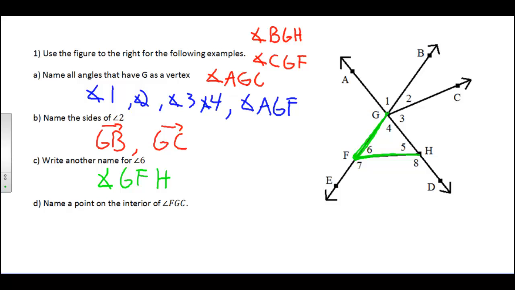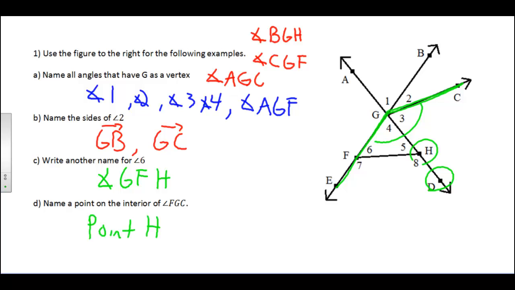And part D, name the point on the interior of angle GFC. When they refer to the interior of an angle, they're talking about something on the inside, as opposed to the exterior. So let's find angle FGC. FGC is referring to that angle right there. So on the inside of that angle, I have 2 choices: point H or point D.